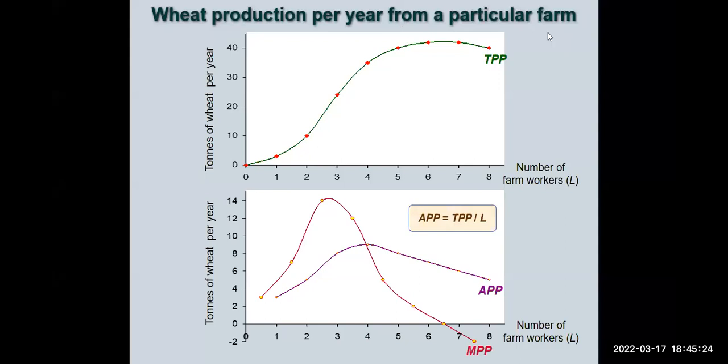The blue line in this lower panel shows average product. And you can also plot average product by looking at the curvature. And again, the average product curve is also an inverted U-shaped curve. It initially increases, then decreases.